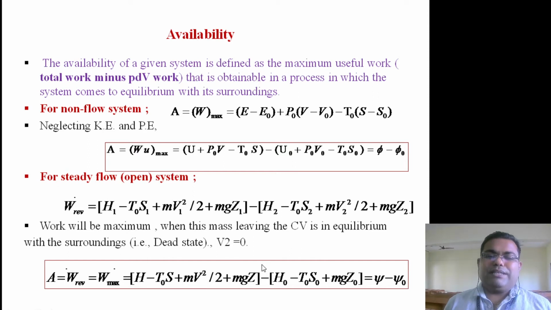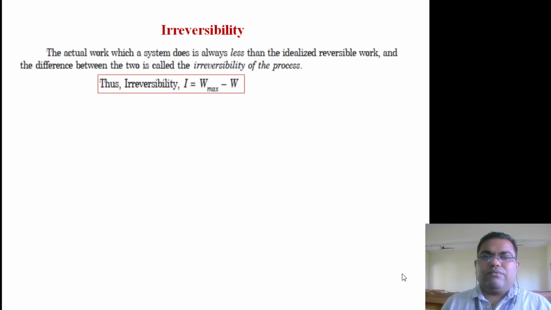In some applications, the kinetic energy and potential energy terms will not be there, so you are left with only H minus T naught S. This will be termed the steady flow availability function, represented by psi. So don't get confused between these. Phi is for the non-flow availability function and psi for the steady flow availability function.